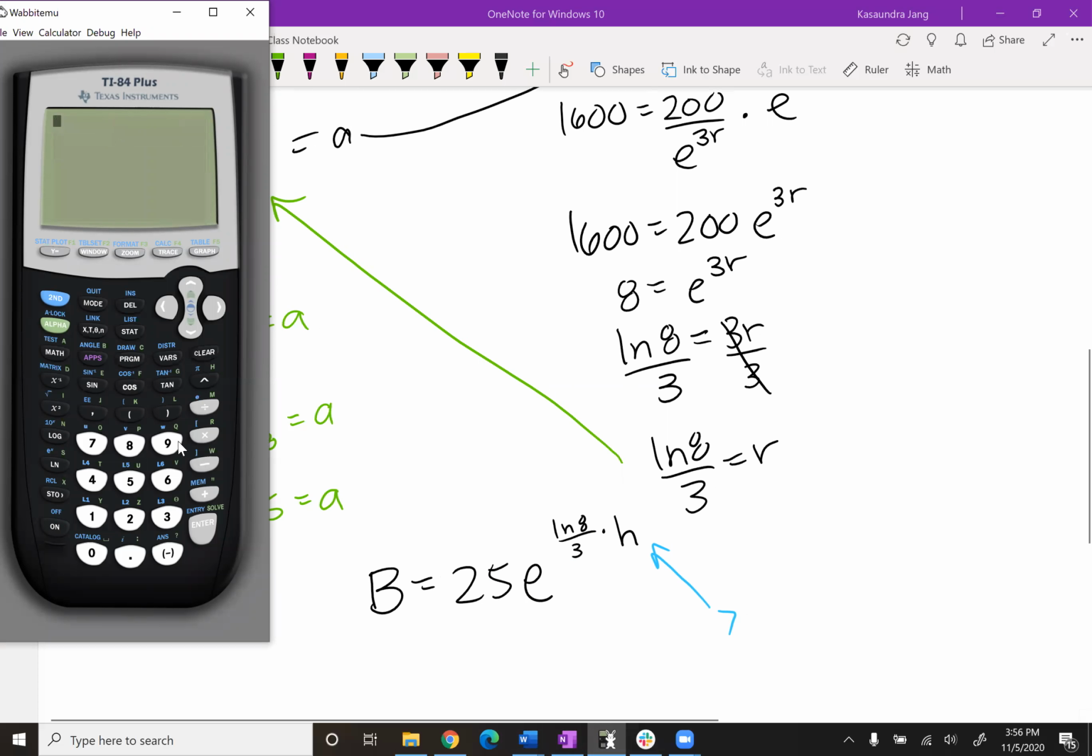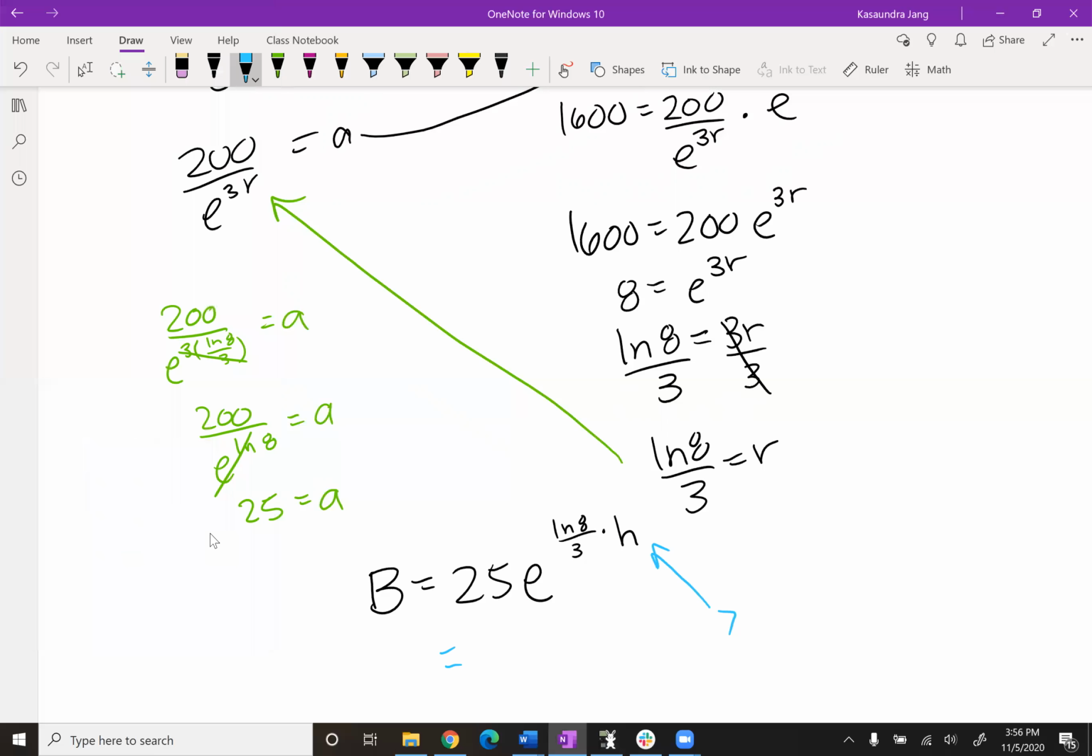So let's see here. 25 times e to the messy little natural log of 8 over 3 times, and I'm putting a 7 in for my H. All right, so for me, I got 3,200, and it says on here that is my correct answer, 3,200.